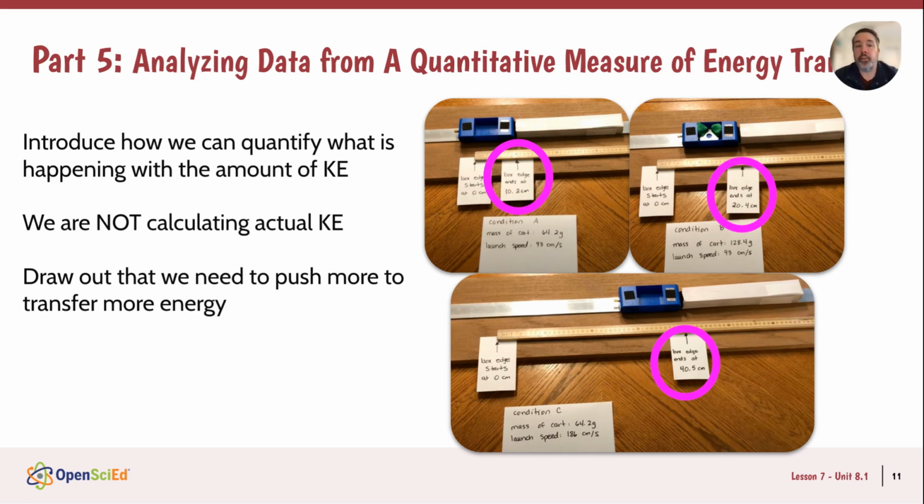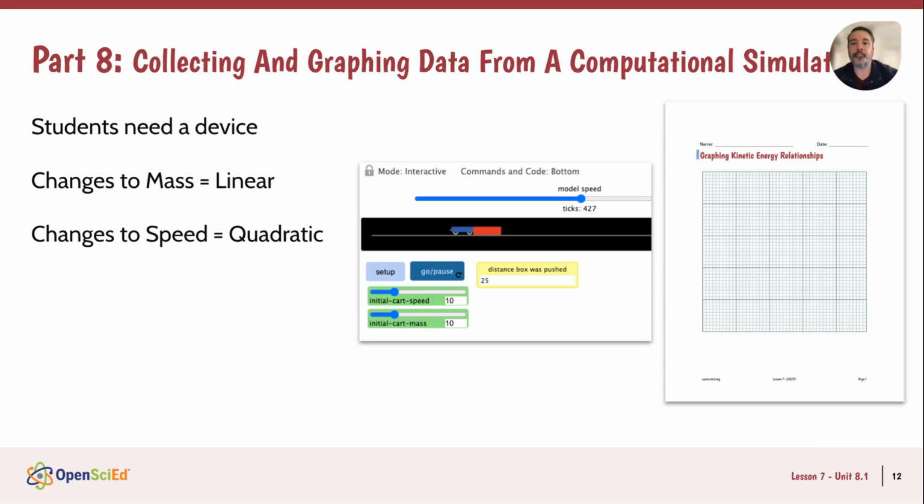Okay, so here's where I went wrong the first time. We are not calculating kinetic energy. We're not doing the formula. At this point it is quantitative, but we are just looking at this general relationship that's happening here. And we're drawing out this idea that we need to push more to transfer more energy. So the cart that's heavier, we had to push it more to get it going the same speed to push that box. Okay, so that was the end of day 1.